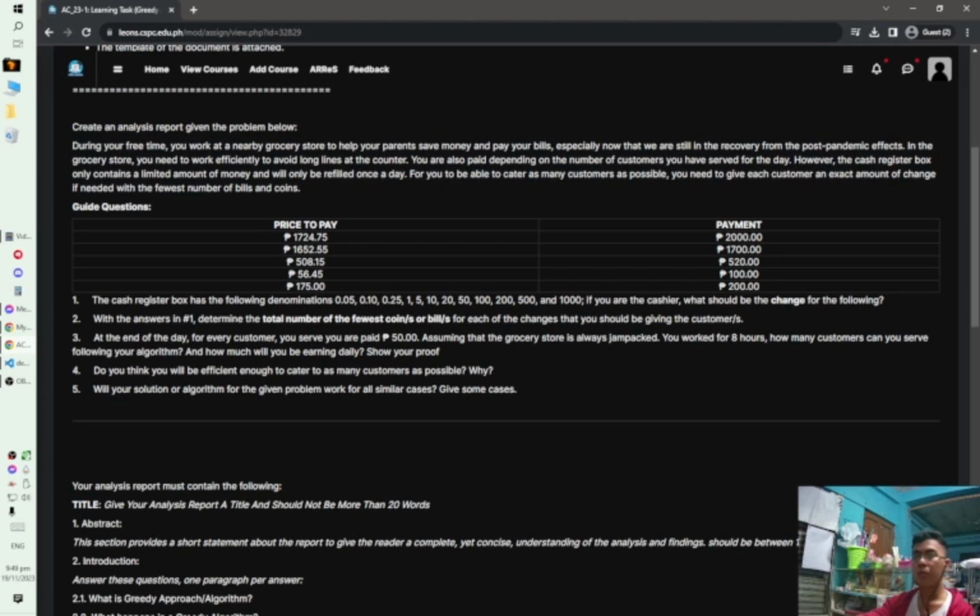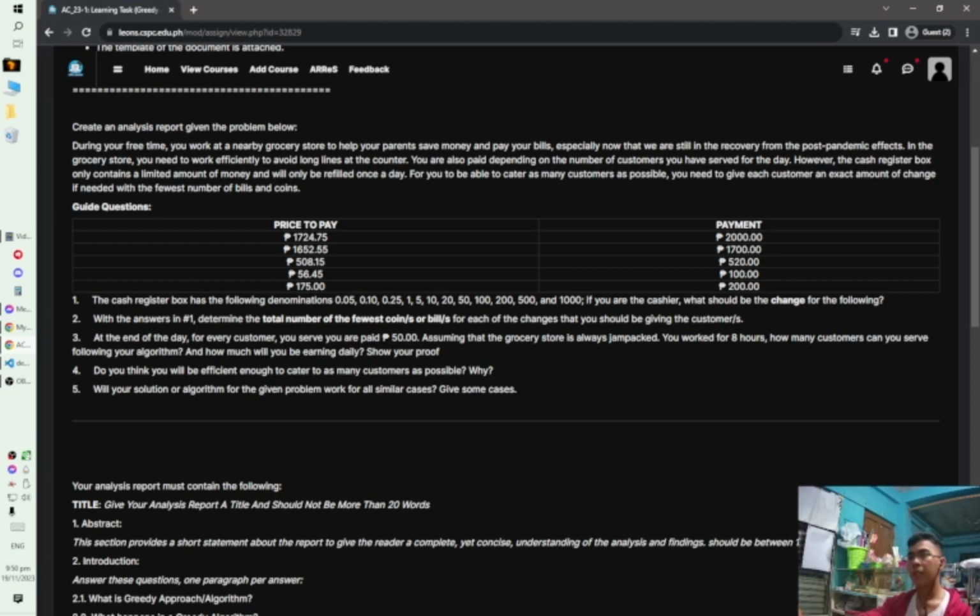Supposedly, we work at a grocery store to help our parents save money and pay our bills. And at the grocery store, we need to work efficiently to avoid long lines at the counter. And we are being paid on the number of customers that we serve for the day. However, the cash register box only contains a limited amount of money and will be only refilled once a day.